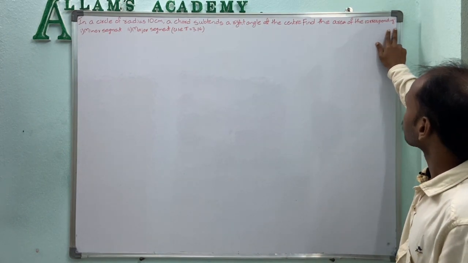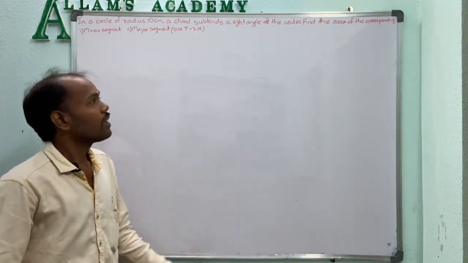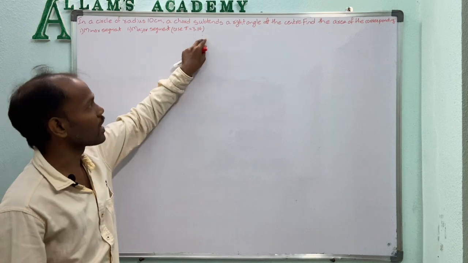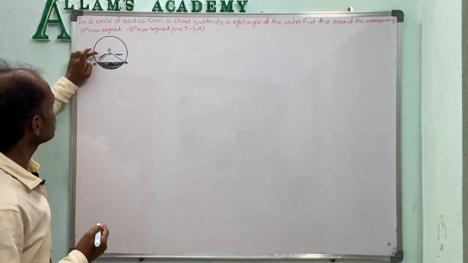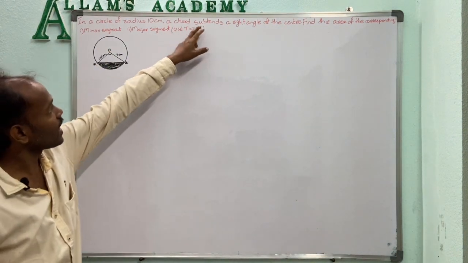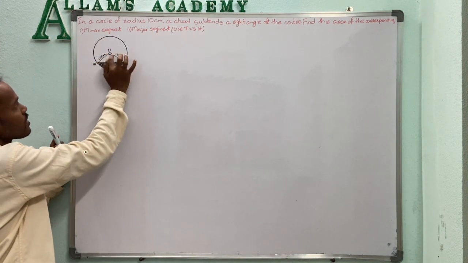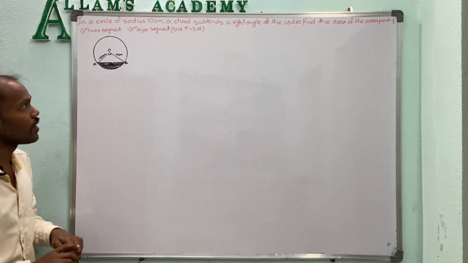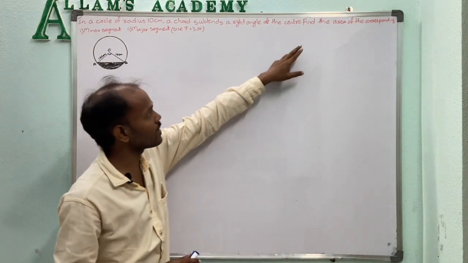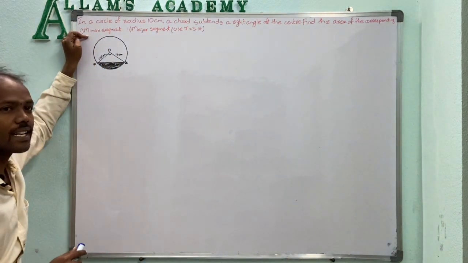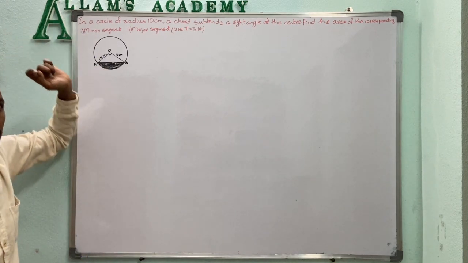In a circle of radius 10 centimeters, a chord subtends a right angle at the center. Find the area of the corresponding minor segment and major segment. Use pi equal to 3.14. Draw the circle with 10 centimeters radius and a chord subtending a right angle. So now this AB chord subtends the right angle, so here at point O, 90 degrees, the right angle. Now find the area of the corresponding minor segment and major segment. So this is the minor segment and this is the major segment.